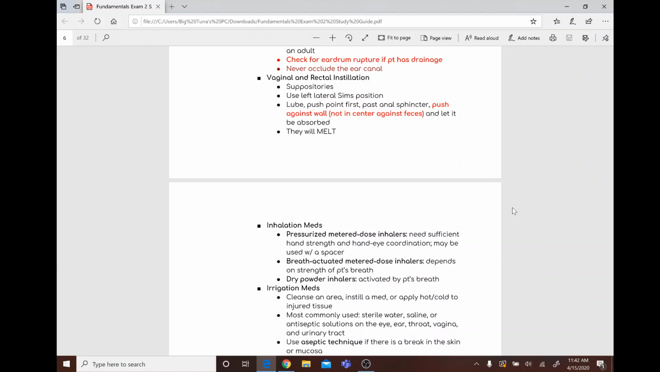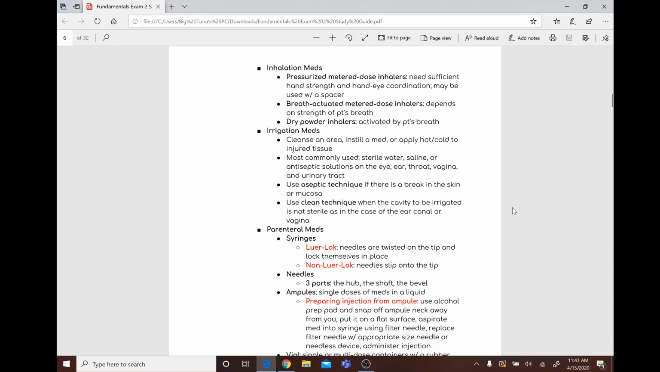All right, inhalation meds. What are pressurized metered dose inhalers? They need sufficient hand strength and hand-eye coordination, and may be used with a spacer. What about breath-actuated metered dose inhalers? They depend on the strength of the patient's breath. What about dry powder inhalers? Activated by the patient's breath.